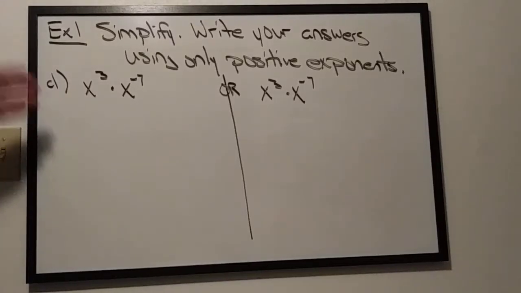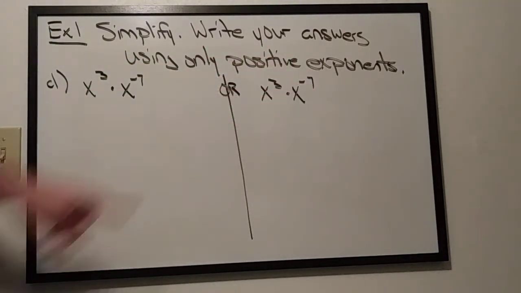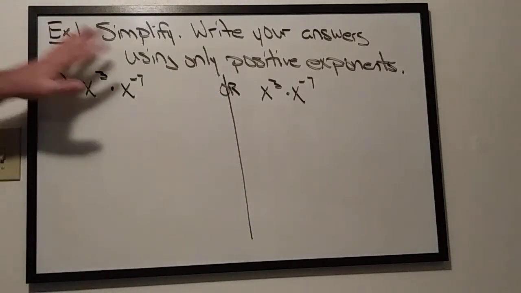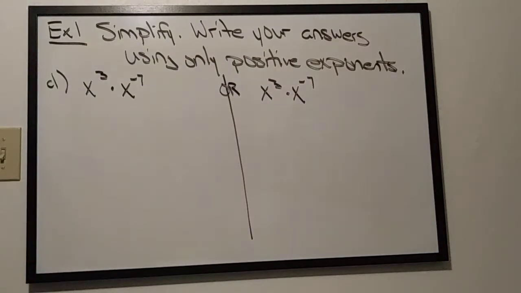Part D, we have x to the third times x to the negative seventh. Now, you're going to notice on the board, I have that same problem written 2 different times. And I have a big line here with the word "or" between those. What I'm going to do is do this problem in 2 different ways.